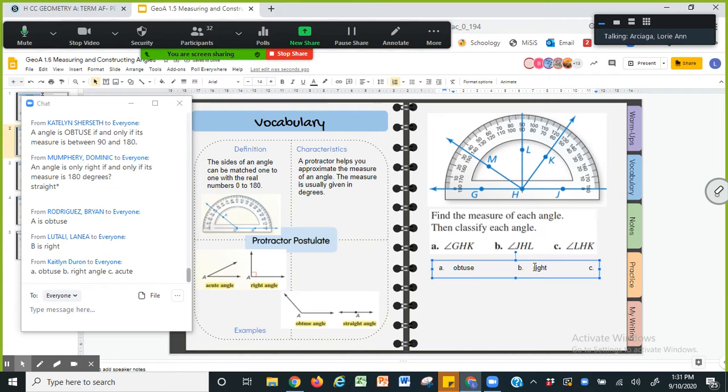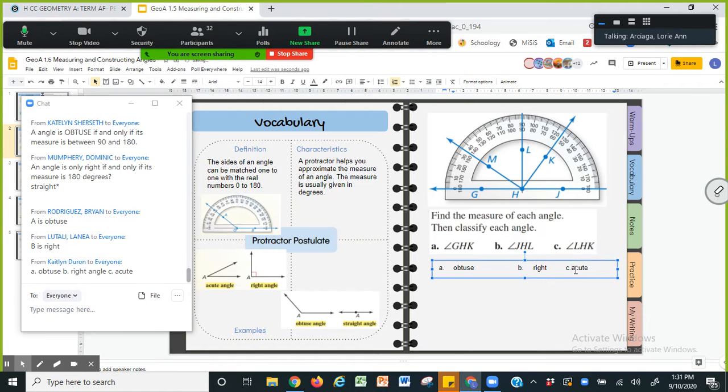And then what about letter C? Caitlin said it's acute. So letter C is LHK. Very good. That's an acute angle. That's awesome. All right. Why is letter C not formatting correctly?